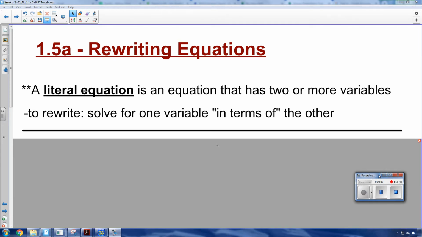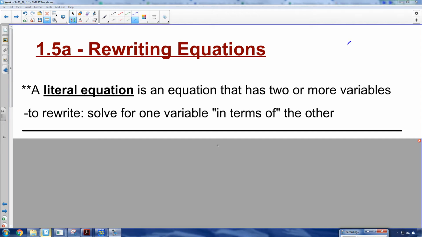All right, so this video is on 1.5a. It's rewriting equations, and make sure you put the date, please, up here in the corner, the date.